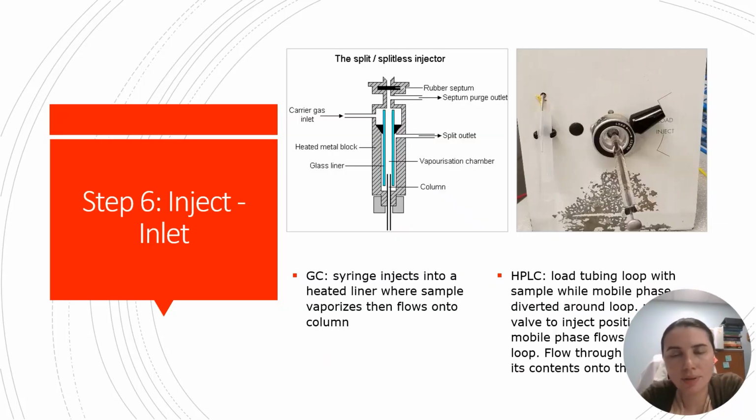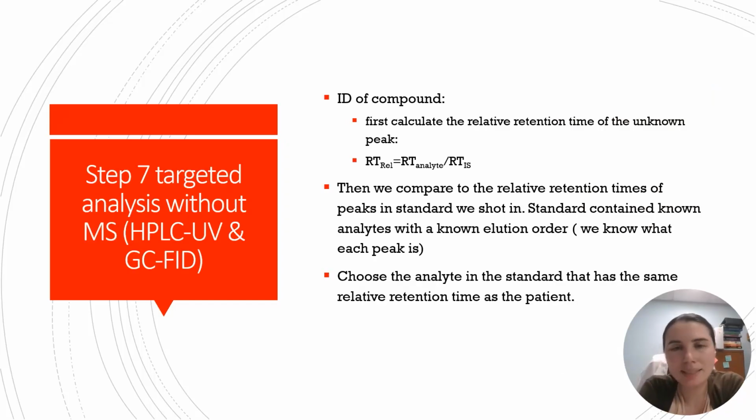Once you have your compounds, you are ready to inject. And again, if you have a GC, you inject in a heated liner that vaporizes your sample. If you have an LC, you are injecting into a loop that then joins your sample with a liquid mobile phase. Step 7 is analysis.